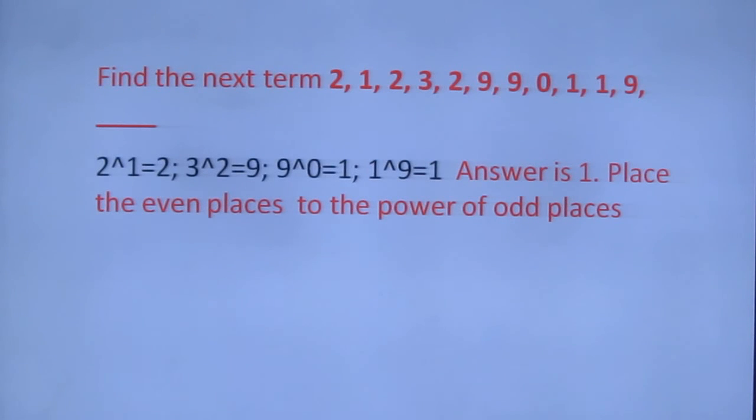It's good. Yes. What you can do is, the second digit 2 1 2. Just take the first 3 digits. 2 power 1, the second digit you put as the power of 2. 2 power 1 equals 2. 3 square equals 9. 9 power 0 equals 1. 1 power 9 equals 1. So what you can understand is the second digit can be taken to the power of the first digit.